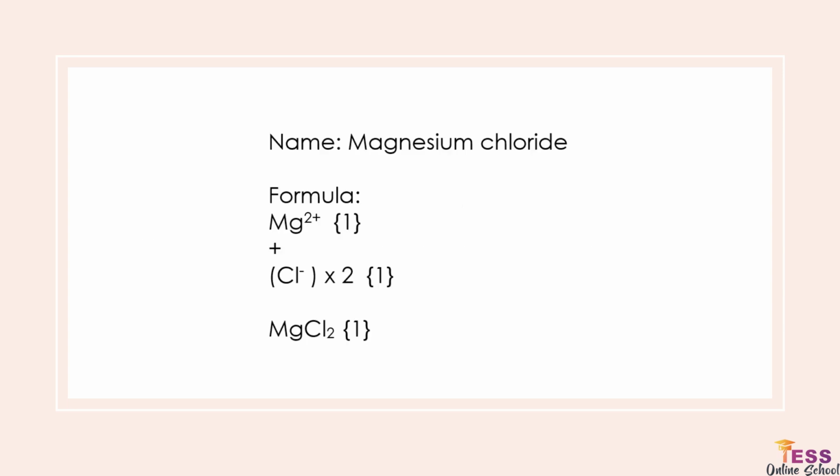Let's now correct our answer. Award yourself 1 mark for each of the following steps you have answered correctly. Add any corrections if you have not attained all 4 of the marks. The name of your compound should be magnesium chloride. The formula should be Mg2+ and Cl- but multiplied by 2, which should create MgCl2.